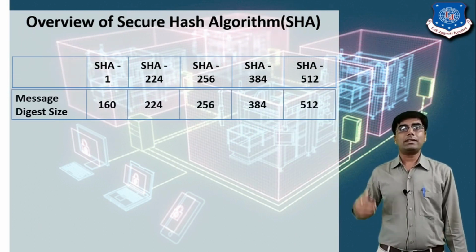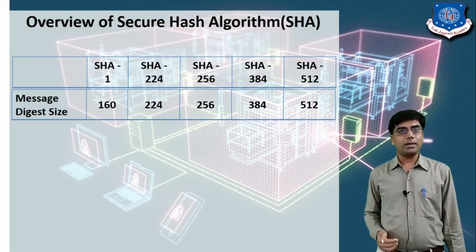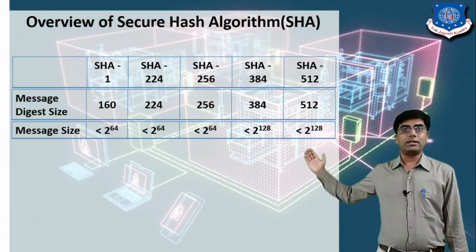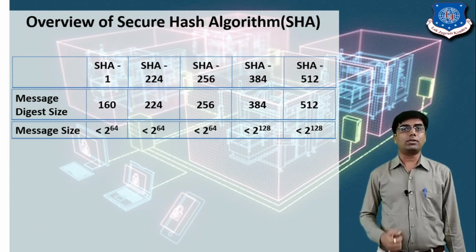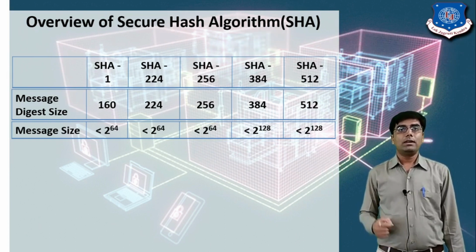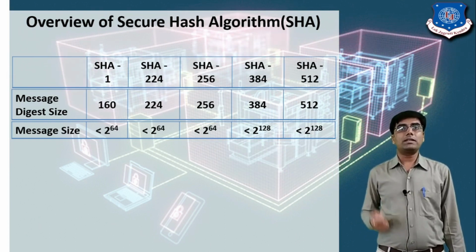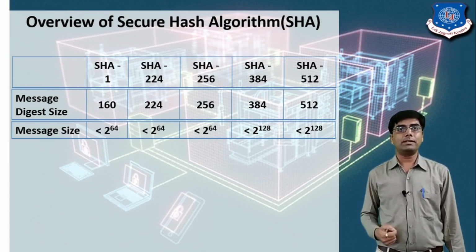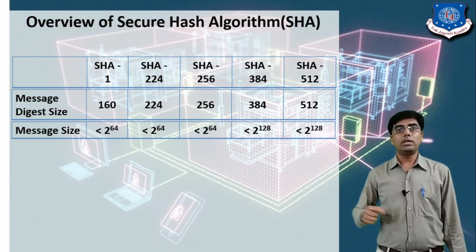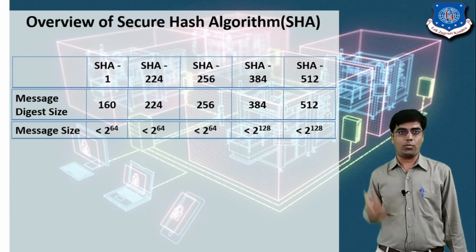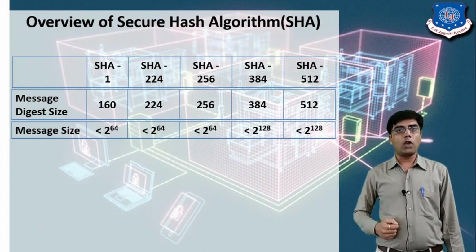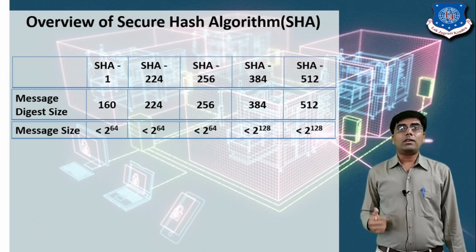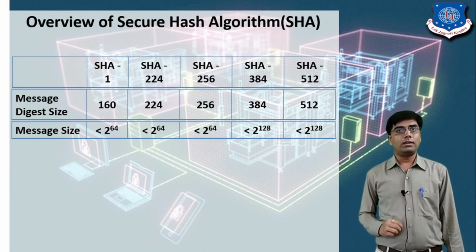The first we are considering is SHA1, SHA224, SHA256, SHA384 and SHA512. So why do we use these? It means the size of the block depends on the output. Message digest size, where message digest is also called the hash code or hash value, is our output. If our output is 160 bits, we call it SHA1.